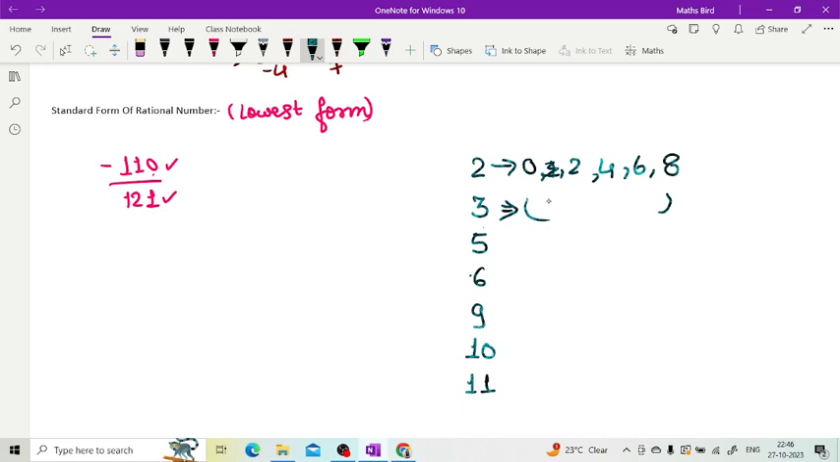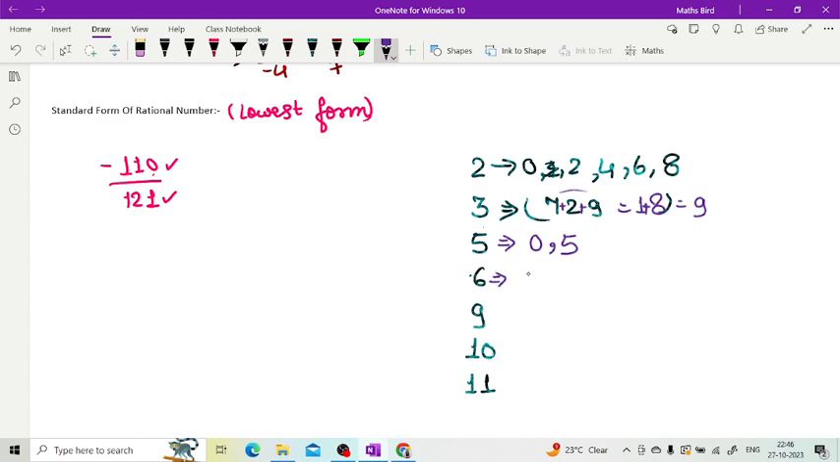For example, 729: you will add 7 plus 2 plus 9, that is 18, right? Again you can add 8 plus 1, that is 9. 9 is divisible by 3, that means the whole number 729 is divisible by 3. What is the divisibility rule of 5? If at the unit place 0 or 5 is there, then the number will be divisible by 5.